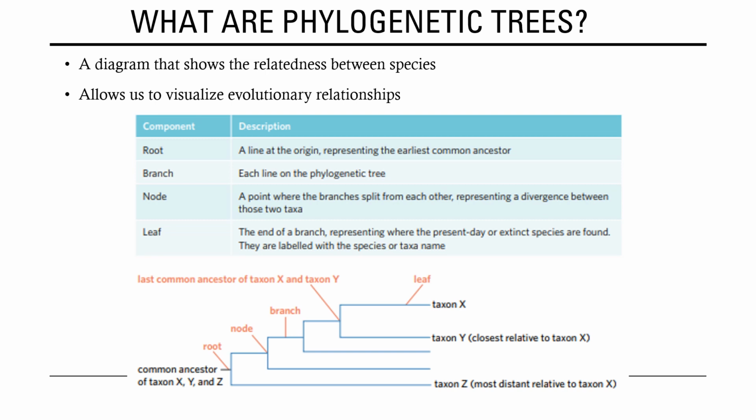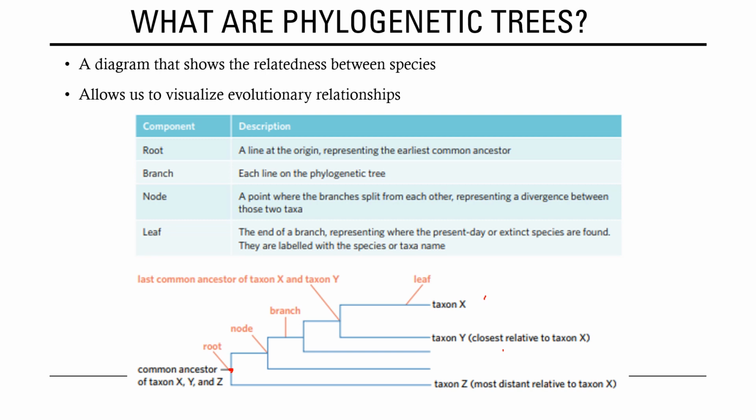There's something called the root. So the root is the point of the line of origin or the divergence point, and this represents an ancestor. So you can see here this root is the earliest common ancestor. So this is the very first animal that diverged into all of the species that you're going to see at the end of the phylogenetic tree.